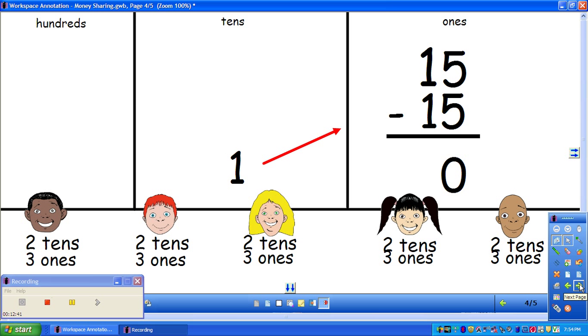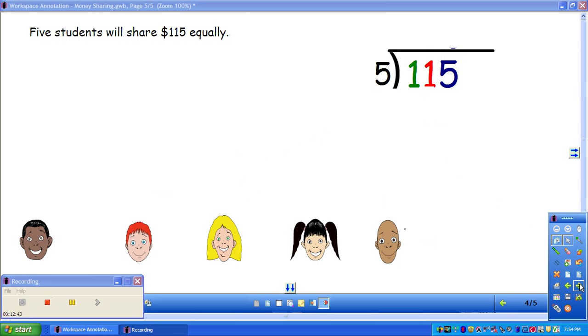Now, let's look at moving that into the final stage, or the most abstract of the stages, which is the algorithm for division. We have the same problem. 5 students will share $115 equally.